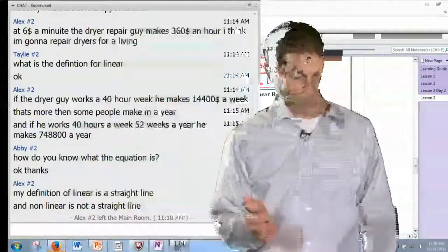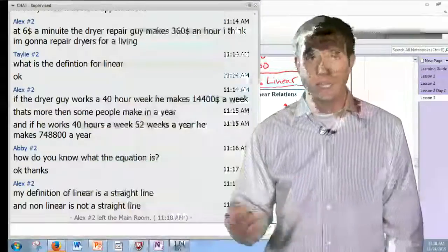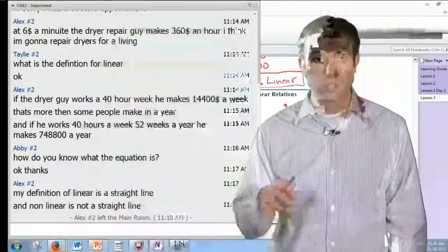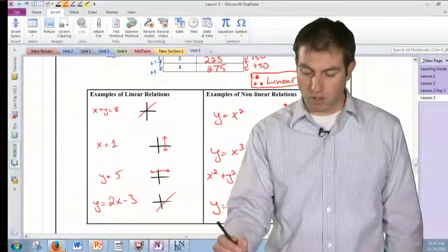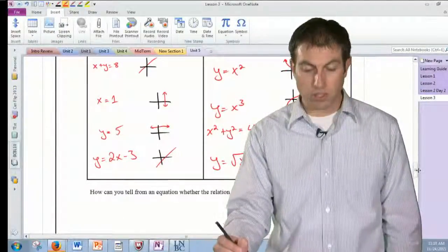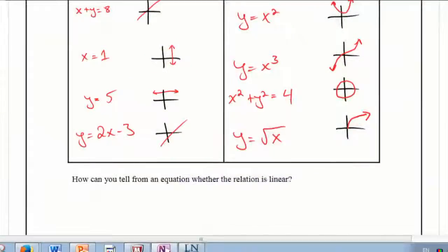line, which is great if you have a graph. But Alex, if you don't have a graph, if I gave you an equation and I said, is this equation linear or not? So just ignoring the graphs, can you come up with a definition that maybe involves just an equation? So what do you notice with all the things on the column on the left side of your page compared to the column on the right side of your page?